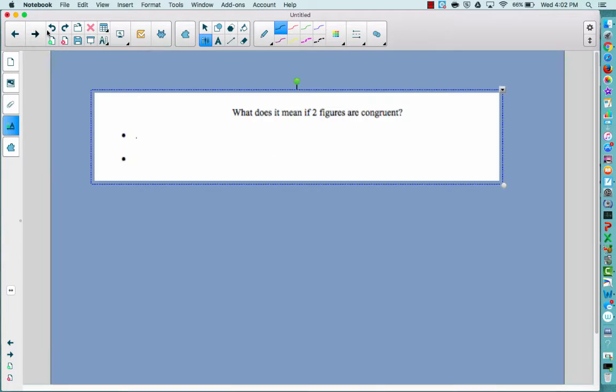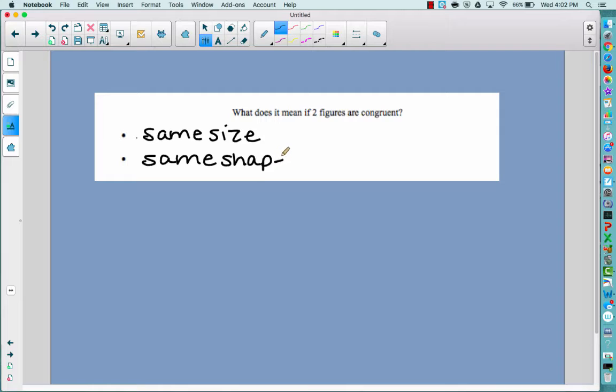All right, we're going to go back now to congruence. What does it mean if two figures are congruent? It means that they are the same size and the same shape. In order for things to be congruent, they have to be the same shape, okay? That means that they're going to have equal area, they're going to have equal perimeter, okay?